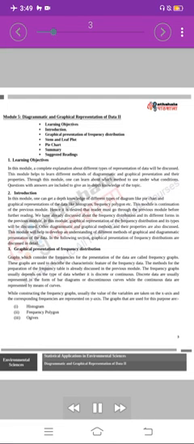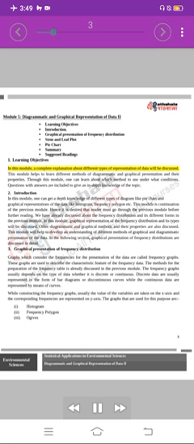Statistical applications in environmental sciences. Module 5. Diagrammatic and graphical representation of data 2. Learning objectives. Introduction. Graphical presentation of frequency distribution. Stem and leaf plot. Pie chart. Summary. Suggested readings.